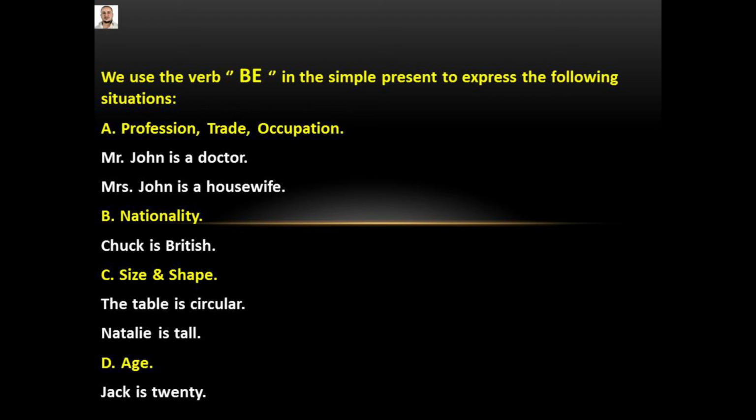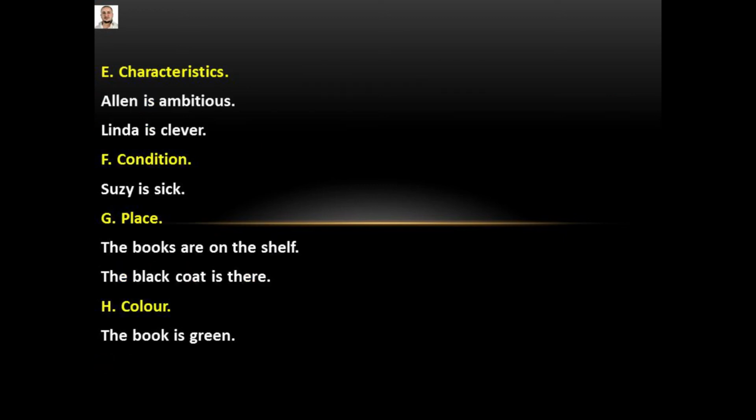C, size and shape. The table is circular. Natalie is tall. D, age. Jack is 20. E, characteristics. Alan is ambitious. Linda is clever. F, condition. Susie is sick.